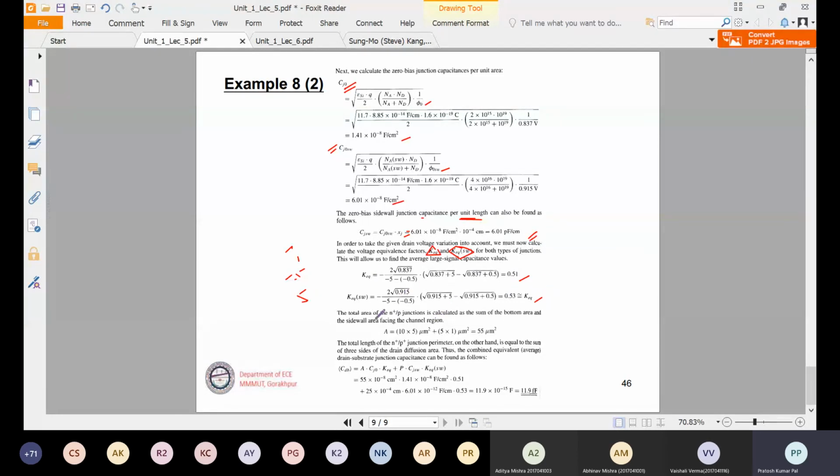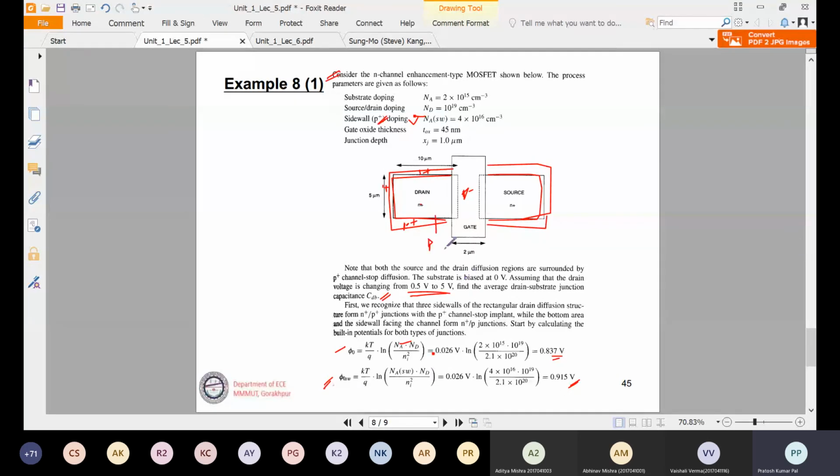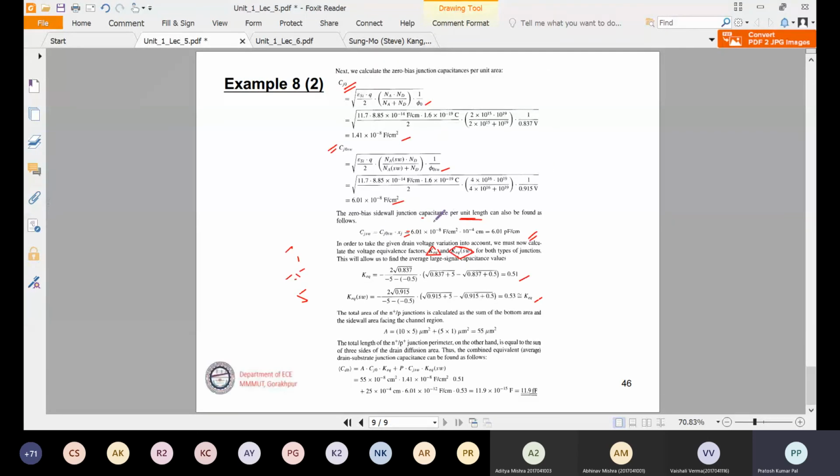Side wall junctions. The total area of the P plus and N junction, that is the two junctions, because there are basically two types of junction. One is because of the side walls, and one is on this side, the same type as on this side. So these two junction areas will be added. We will sum the area of these two junctions, the bottom and the side wall facing the channel region, and after adding the area we will get this much of area. This much area is for the N plus and P type junctions.